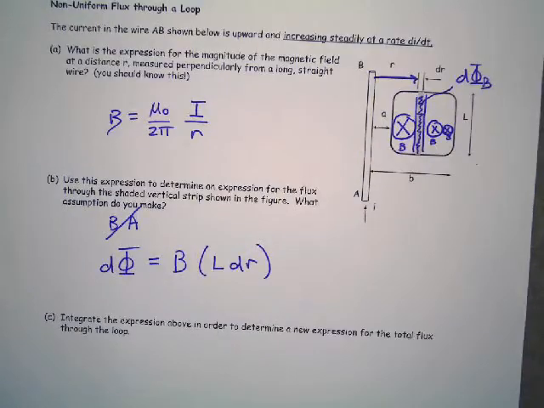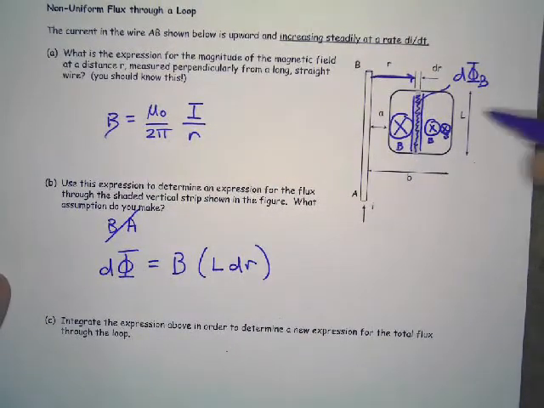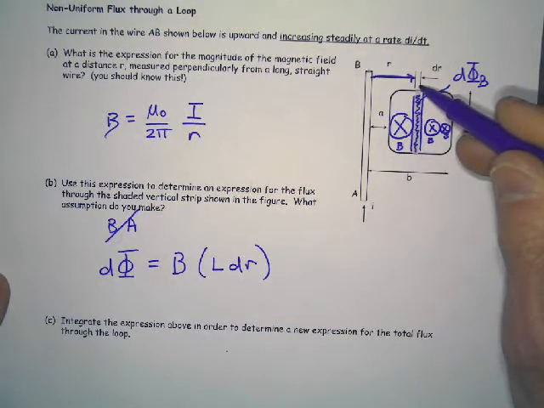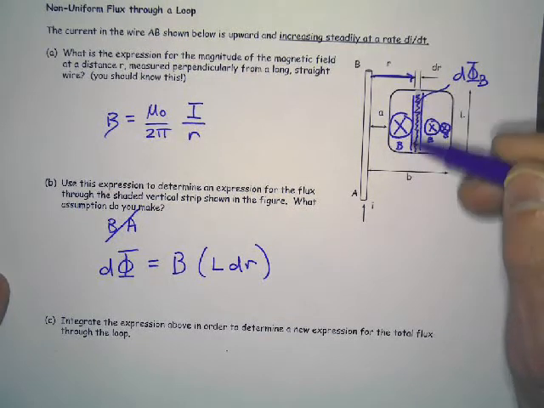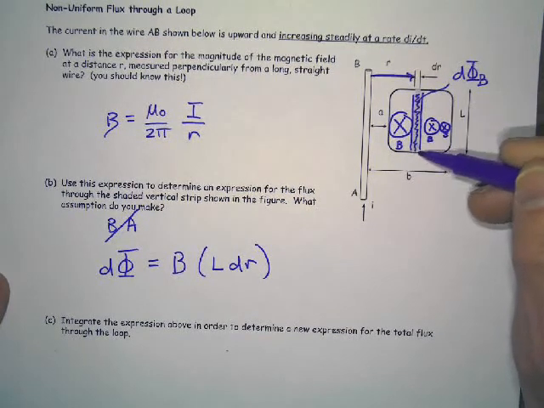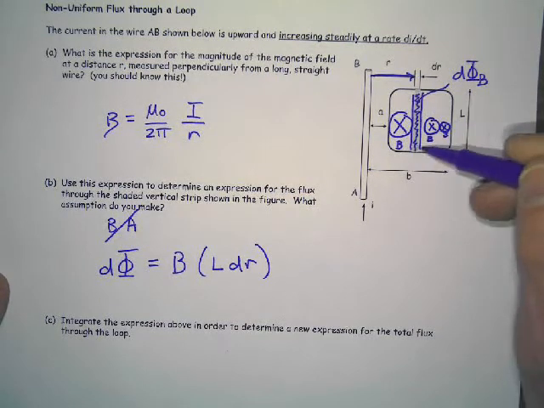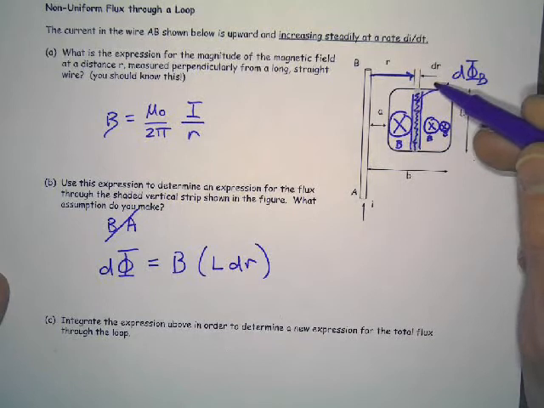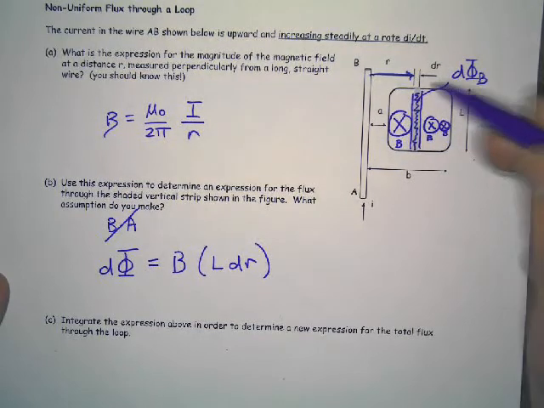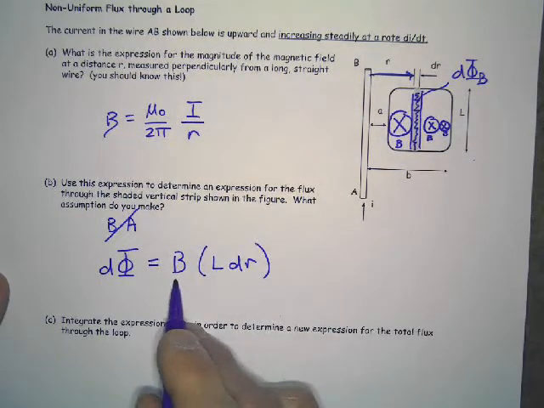Let's make sure we understand that. L is going to be the vertical height of my loop. My dr is going to be the width of this strip, this small area. Because it's a very small area, in fact calculus small, or the thickness is calculus small, we can make the approximation that the magnetic field is just a constant value.